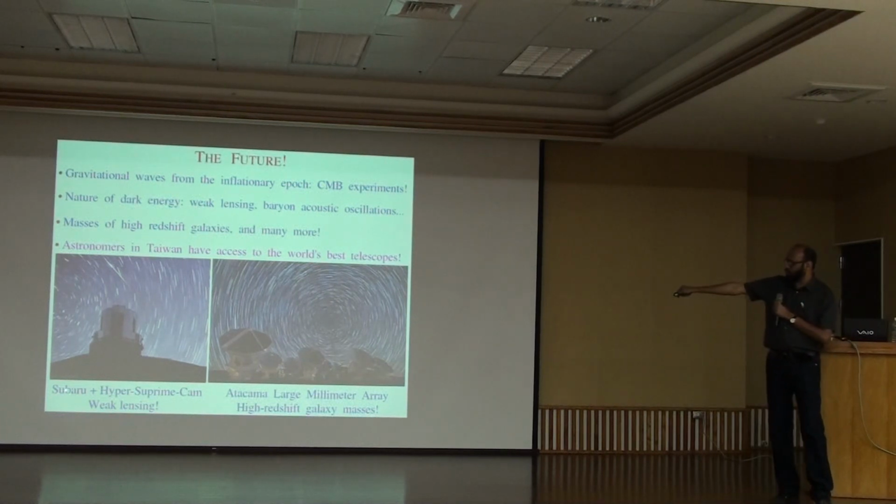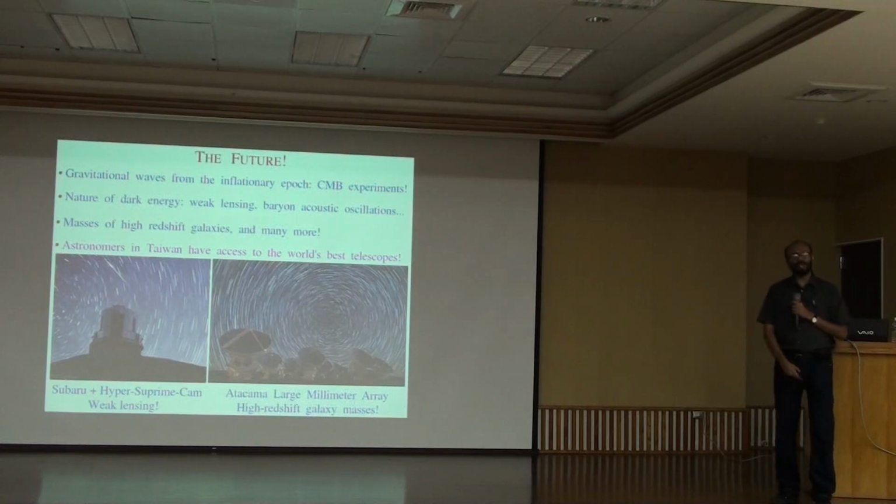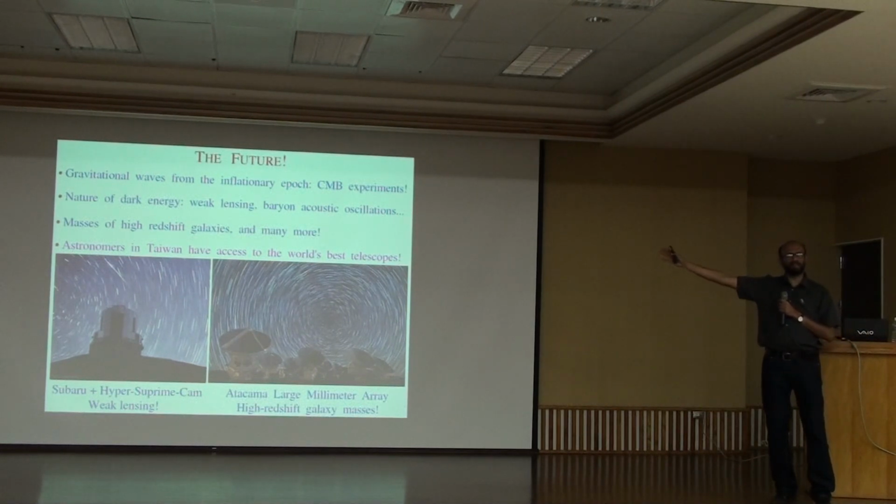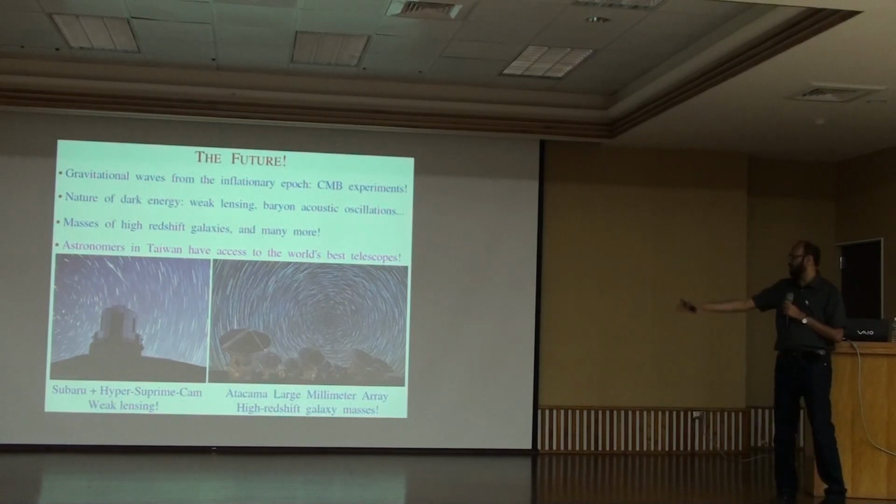And using Subaru, which is an 8-meter telescope in Hawaii, and this wonderful camera, you can probe weak lensing. You can also measure type 1a supernovae. And that's one of the great projects which will happen over the next 5 to 7 years, which people in Taiwan are heavily involved in.